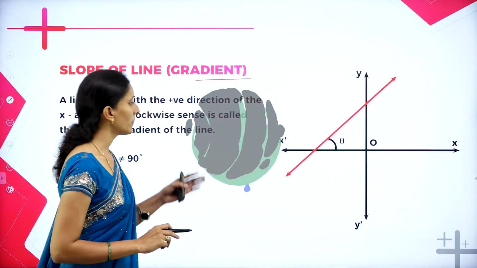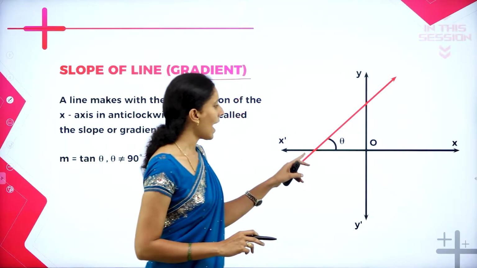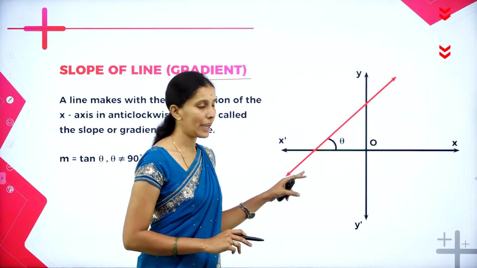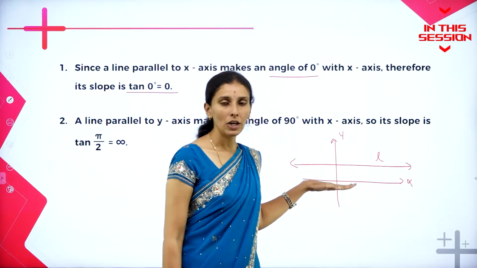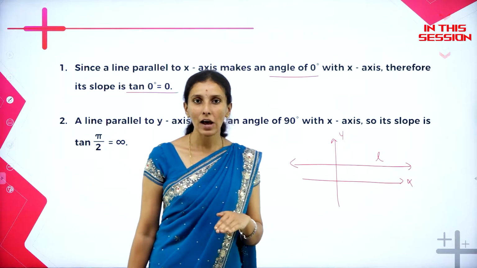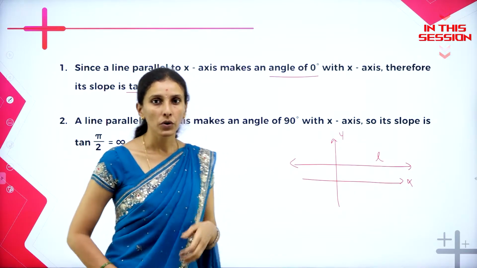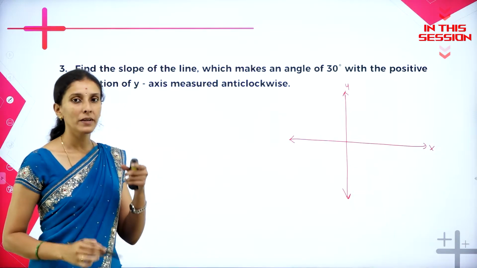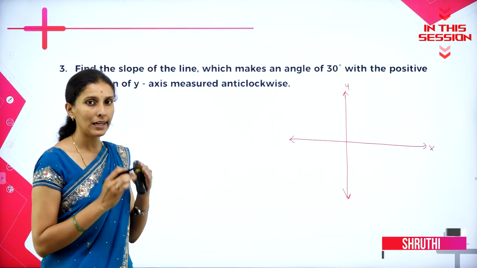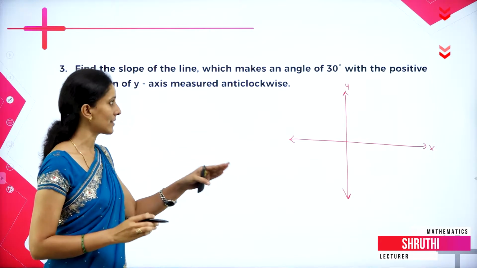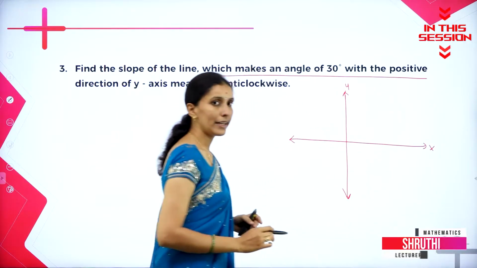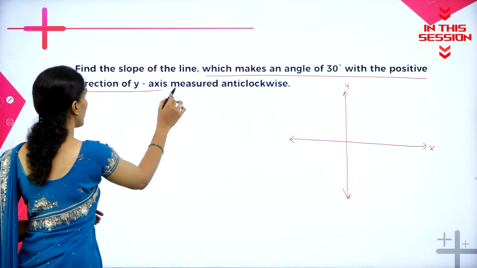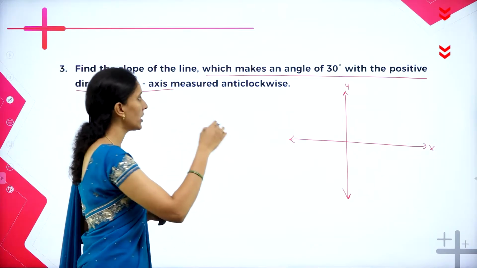So a slope is nothing but the angle made by the straight line along with the x-axis. A line parallel to the x-axis has its slope equal to 0. Your slope is always measured as an inclination along the x-axis, but here they have given that it makes an angle of 30 degrees with the positive direction of the y-axis, measured anti-clockwise.